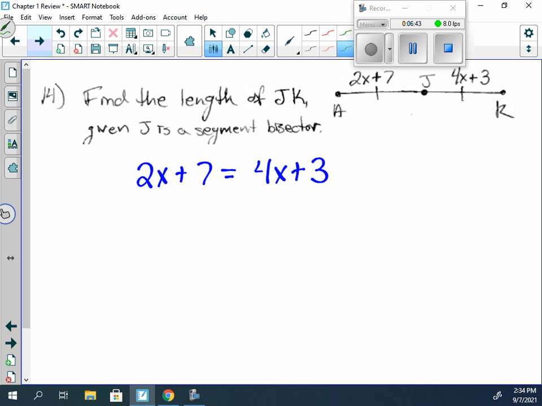Does it know the value of x? So when we do this here, we need to get x by itself. So the first thing I would do is to subtract 2x from both sides. This 2x minus 2x would give us 0.